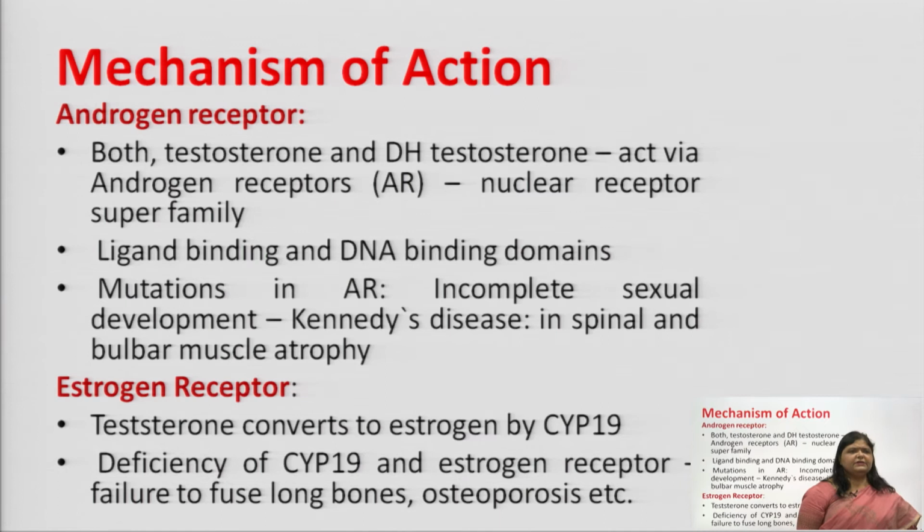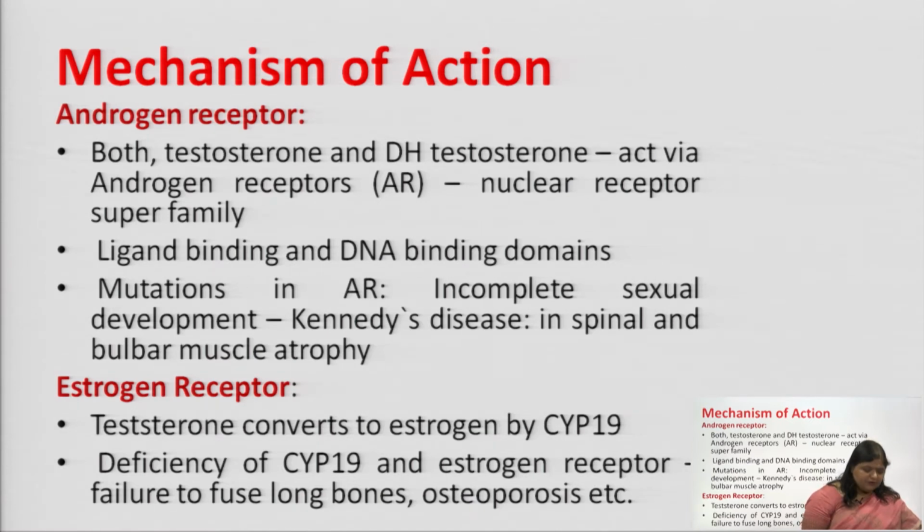Now the question arises, how do these drugs produce their action? We have seen the targets, they act through various receptors. What is this receptor and how do they produce their actions? Now all these drugs, dihydrotestosterone, testosterone, produce their action via the receptors which are called androgen receptors, which are a class of nuclear receptors.